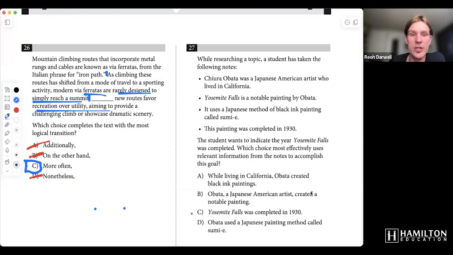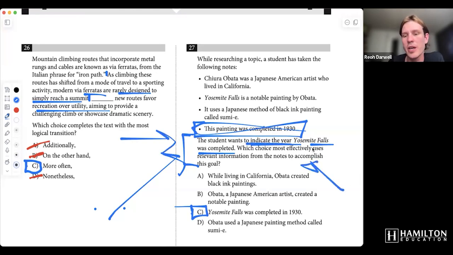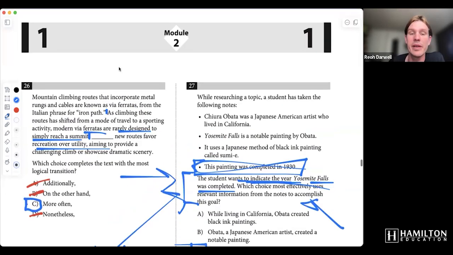All right, so 27 is a really straightforward rhetorical synthesis question. If you missed this, I assume you're just running out of time. We want to indicate the year Yosemite Falls was completed, the painting. So when was the painting completed? 1930. Okay, so which answer choice says that? C. If you miss this question, you are simply either running out of time or not reading the question carefully. On any rhetorical synthesis question, it's important that you read the text, but the most important thing you read is this question right here, right? Make sure you read what is underlined, because that is the most important part of any rhetorical synthesis question. With that, we come to the end of the reading and writing portion for test 397.